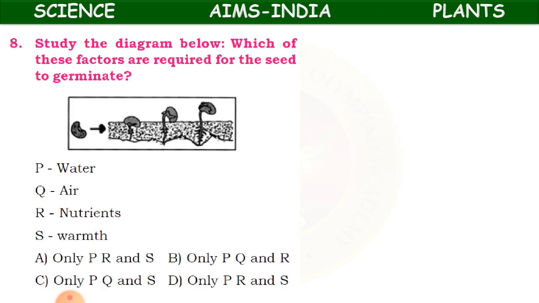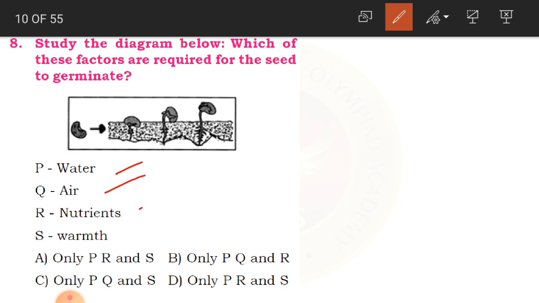Study the diagram below. Which of these factors are required for the seed to germinate? Here you can see the process of germination of the seed. So what do we need for the seed to germinate? P is water, Q is air, R is nutrients, and S is warmth. Warmth means the condition in the atmosphere. Which of these are required?